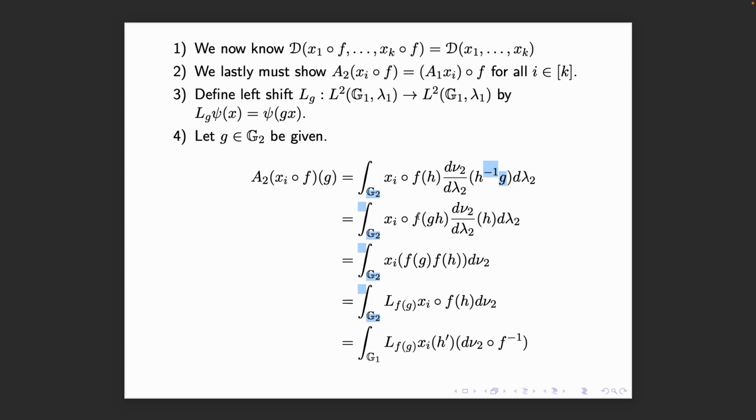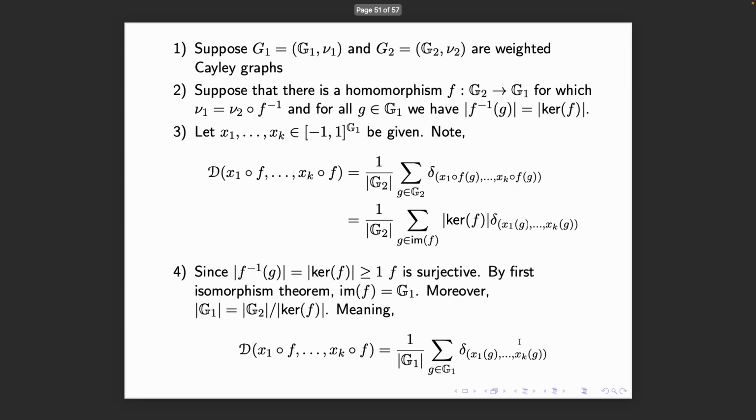This is a homomorphism, so f of gh is equal to f of g times f of h. And then these cancel out, so now we're integrating with respect to lambda 2, or nu2. This is the left shift of f of g applied to xi composed with f of h. Now by definition of the push forward measure, the integral over G2 of xi composed with this homomorphism is equal to the integral over G1 of this function with respect to nu1.